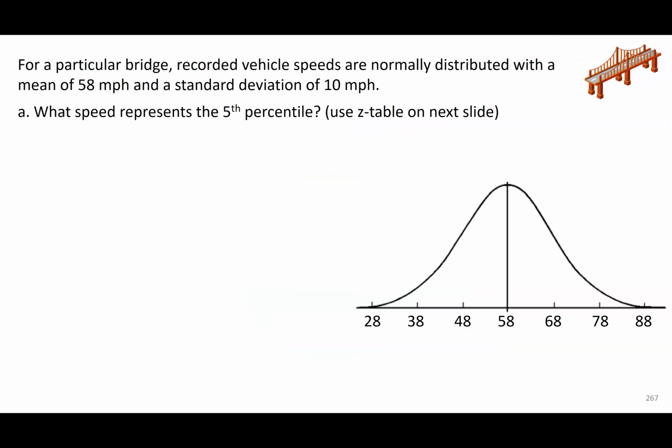So here we have bridges, and we might want to know what speed represents the 5th percentile here. It's somewhere in between here, not sure exactly where. We want to know what speed has 5% below it. That's what we're asking. So we want to know what this speed is. Somewhere between 30 and 48, but that's really not a lot of information. So our first step, we need to find the z value associated.